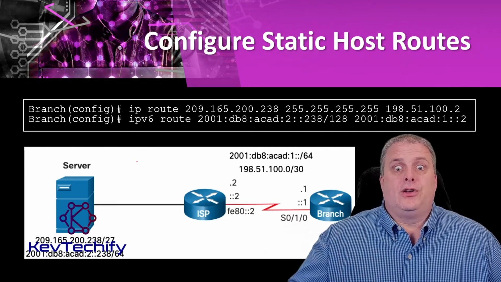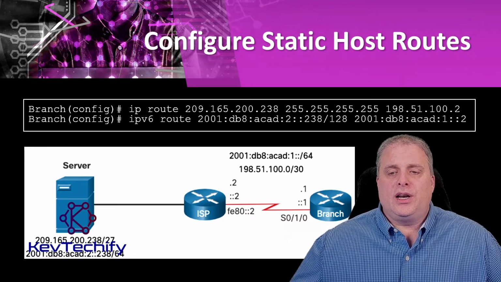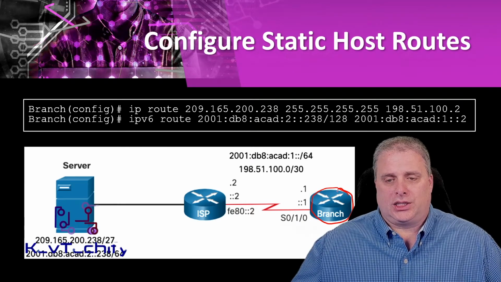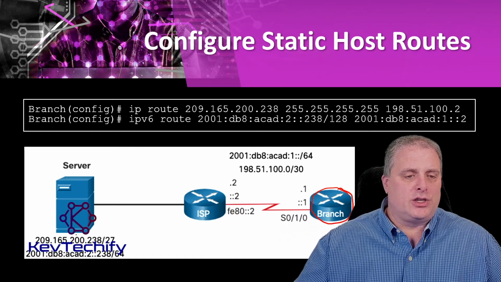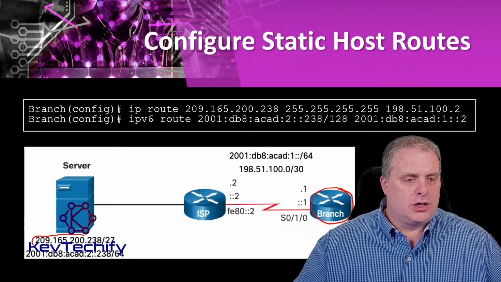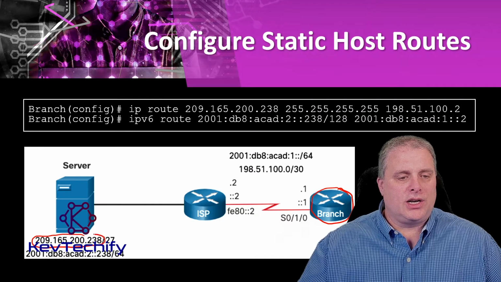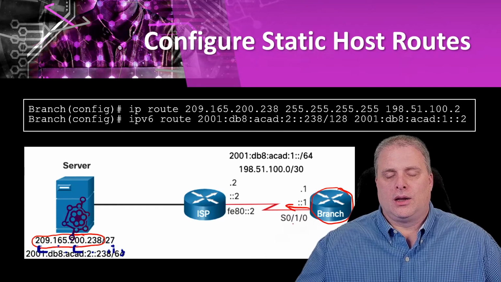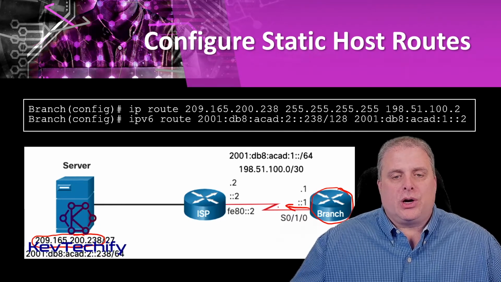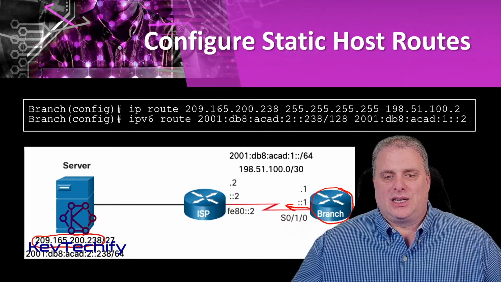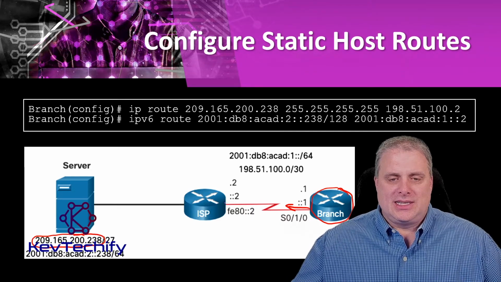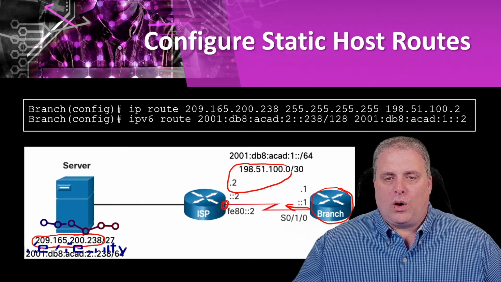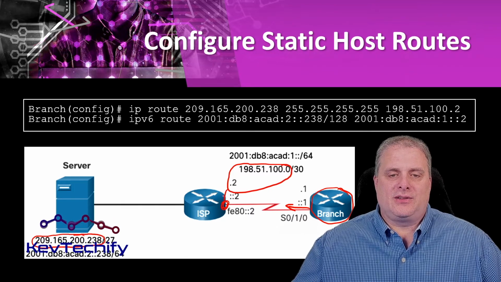it's just like configuring a normal static route. What we want to do here is on the branch. So we're looking at our point of view on the branch. Anytime we're sending traffic to this address, 209.165.200.238, we're going to send it this way. Once again, we should always use the next hop IP address. The next hop IP address is this interface right here, which is 198.51.100.2. That is this interface right there.